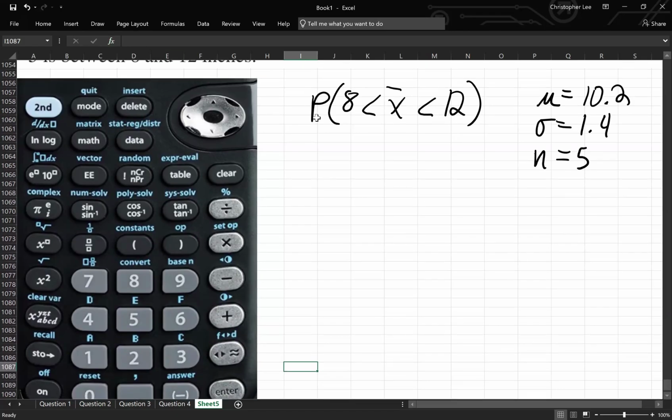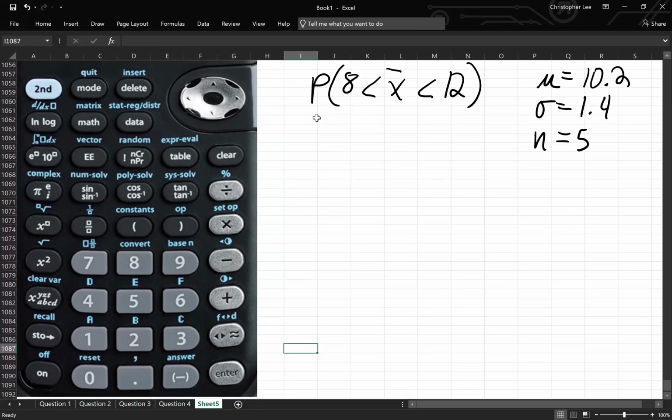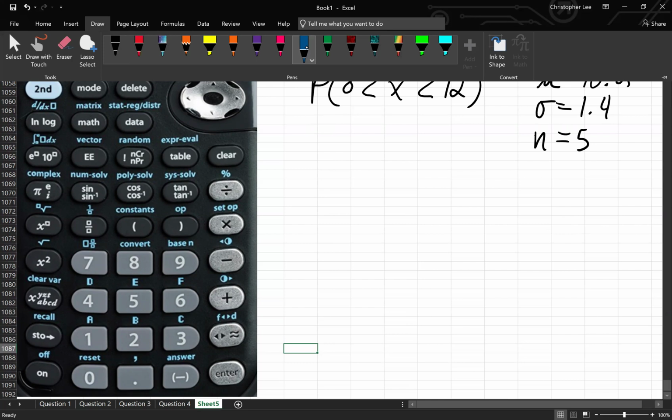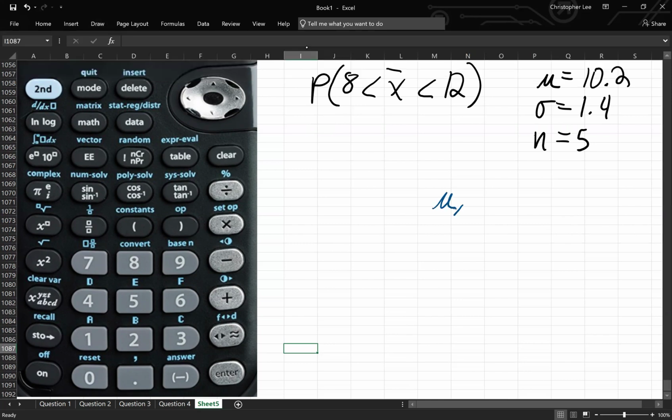So to do this type of problem in the calculator is going to change just a little bit. So watch this change. I need what's called my mu for x bar, which is the same as the mu that I was given, which is 10.2. I need my standard deviation for x bar, which is equal to the standard deviation divided by the square root of n. In this case, this is the 1.4 divided by the square root of 5. You can do that in the calculator.